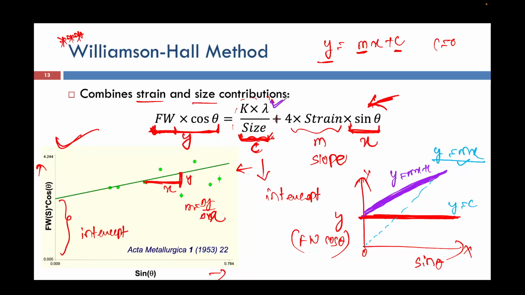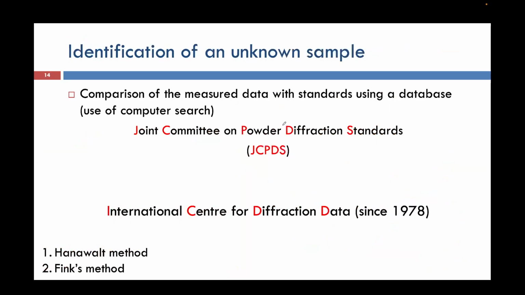This alpha belongs to the wavelength of our radiation, and it will be given all the time. What is the value of alpha? You don't have to worry about that. And then finally we can calculate strain, we can calculate size also, right? So now, knowing how we can analyze a peak, what are the important parameters that we should know, and how we have to know all these things.